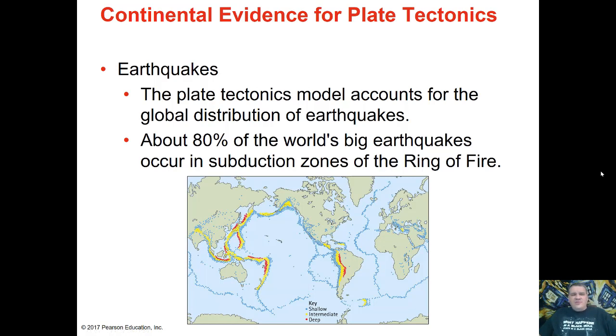We can actually use earthquakes to help us trace out the continental edges, the edges of the plates. And we actually find that most earthquakes occur along the edge of the Pacific Ocean. This region is sometimes referred to as the Ring of Fire because we have a lot of earthquakes as well as a lot of subduction and therefore a lot of volcanoes. So we get this Ring of Fire surrounding the Pacific with lots and lots of volcanoes.